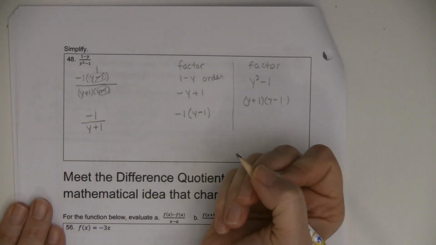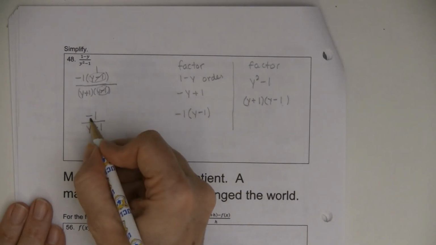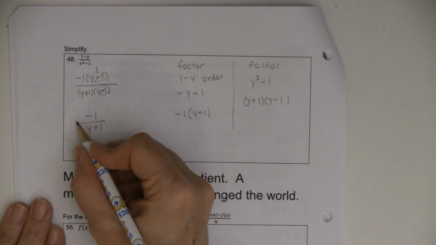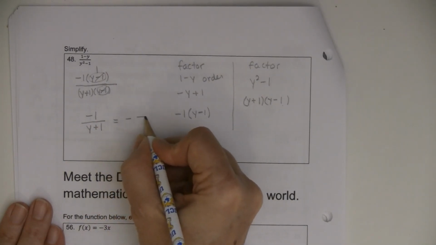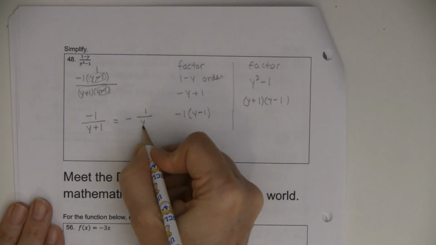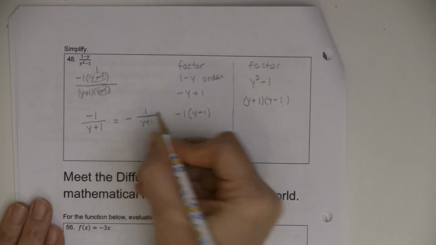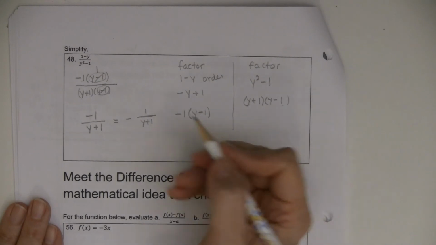In the back of the book, it might be that they take this negative that's here, because it's just a monomial, and move that negative to the front. So this would be also a good answer, negative of 1 over y plus 1. So that's also a good answer to write it like that. They're both good.